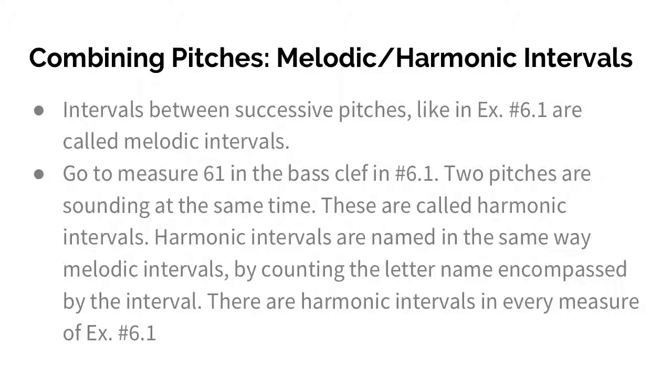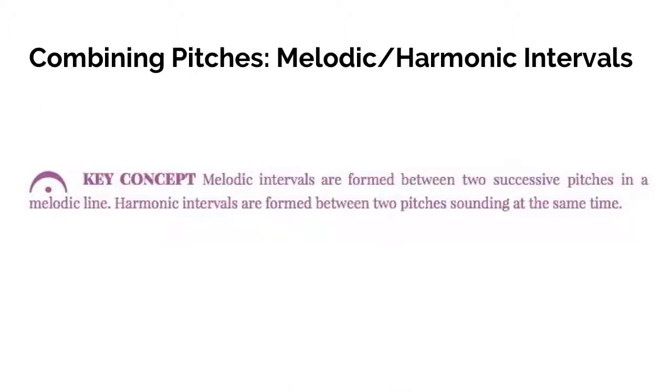Harmonic intervals are named in the same way as melodic intervals, by counting the letter names that encompass the interval. For example, in measure 61, it's a G to a B. If you go G, A, B, that's 1, 2, 3, so that's a harmonic interval of a third. Melodic intervals are formed between two successive pitches in a melodic line. Harmonic intervals are formed between two pitches sounding at the same time.